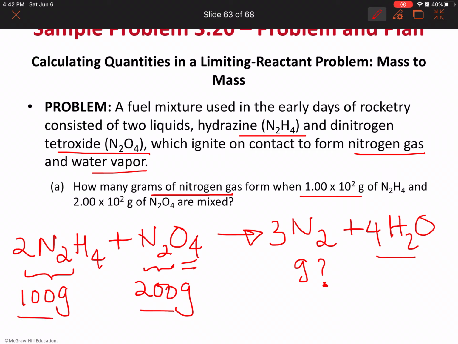So how do we find out how many grams of nitrogen gas form? This is a limiting reactant problem. With these two quantities, 100 and 200, we have to separately find the number of moles of nitrogen gas produced. Whichever gives you the smallest, or the lowest yield, would be the limiting reactant, and that is the amount of nitrogen gas that is going to be formed. Okay, so let's go ahead and try to solve this one now.